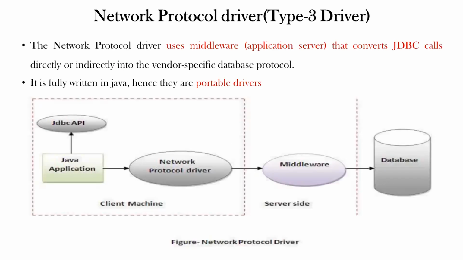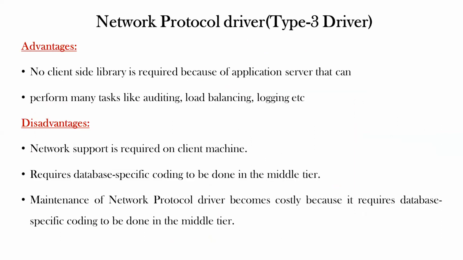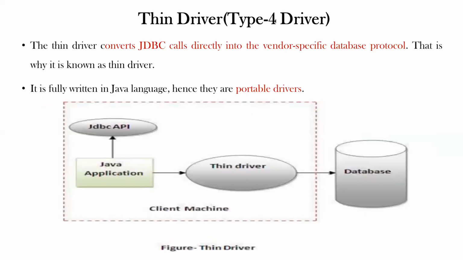The network protocol driver uses a middleware application server that converts JDBC calls directly or indirectly into the vendor-specific database protocol. It is fully written in Java, hence they are portable drivers. In this network protocol, you will have a client side and a server side. Here the middleware is the server side. It takes all the responsibility, converting and giving the result to you. Advantages: no client-side libraries are required because of the application server, and auditing, load balancing and so on are handled. Disadvantages: network support is required on the client machine, and database-specific coding needs to be done in the middle tier.